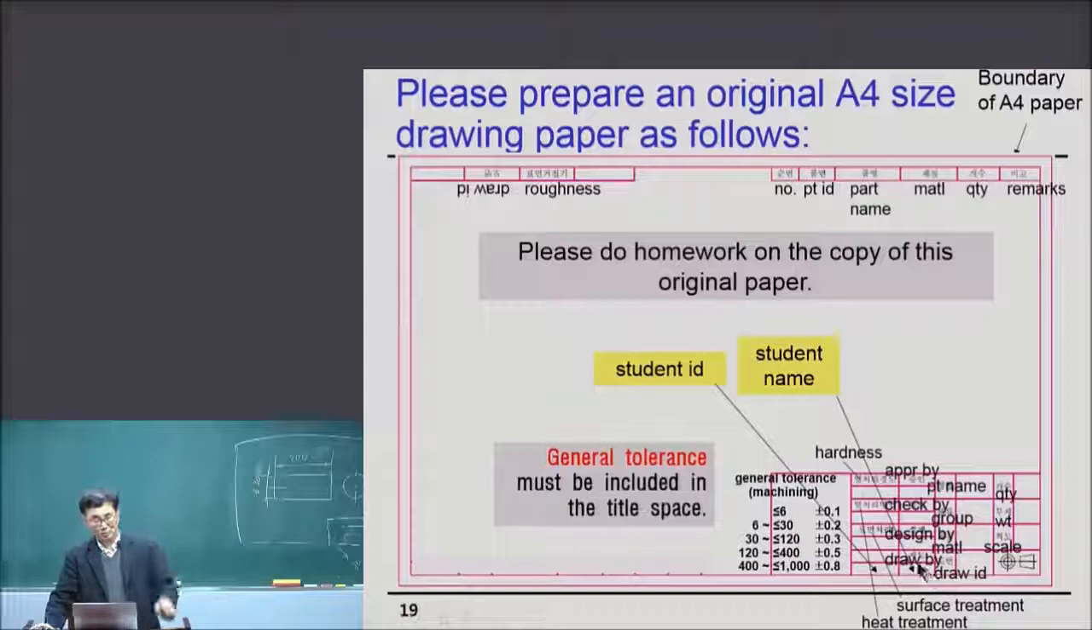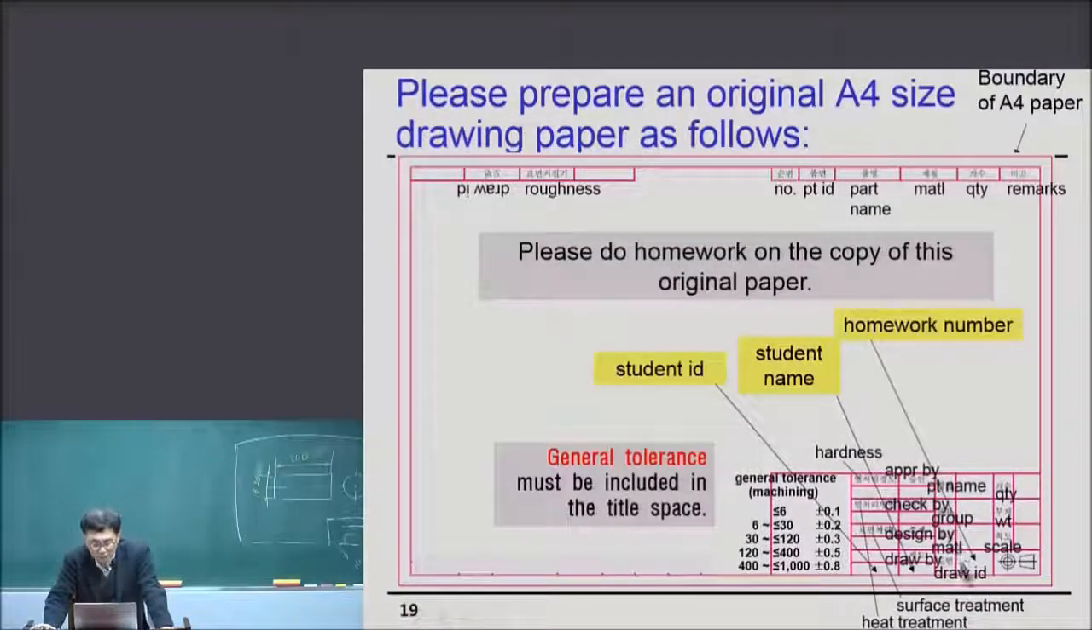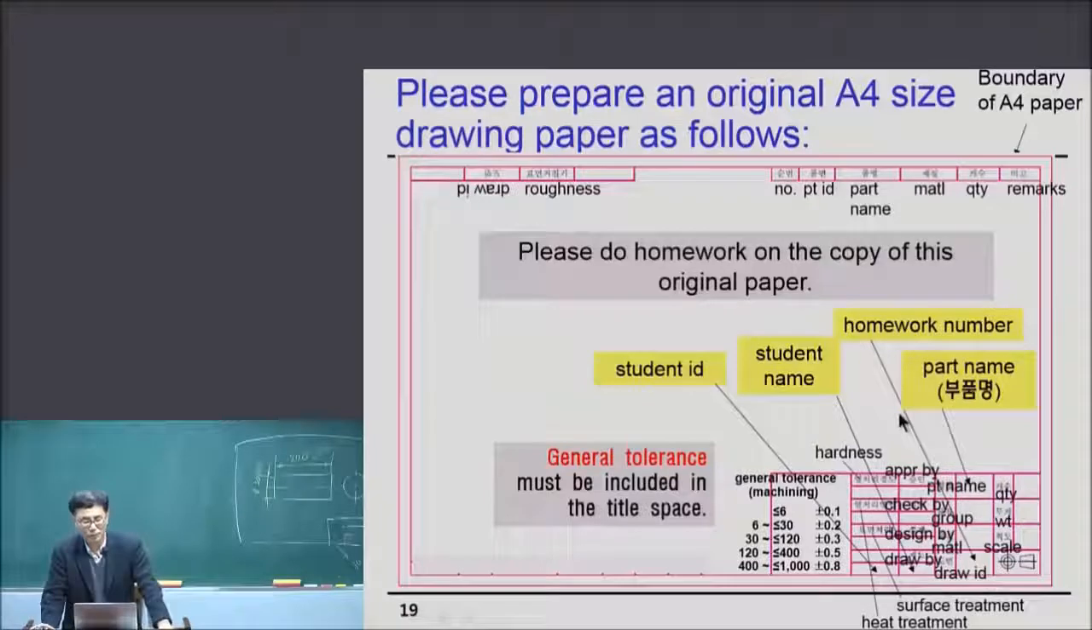When you submit your homework, you can add your student ID, name, and homework number here. You see, every homework has a number. That number is at the top, and we call it the drawing ID. And next to the part name, in every homework there is a part name, so you can copy that part name into the proper space. And scale here.